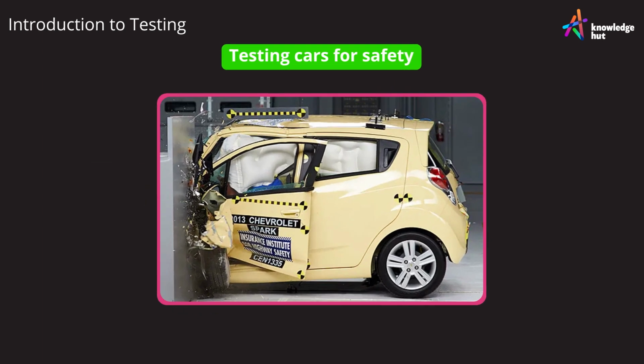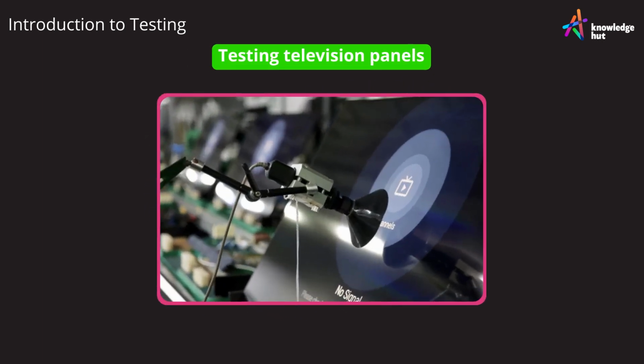For instance, cars are tested for safety as well as for performance, fuel efficiency, and pollution norms, among other things. Television panels are tested by rendering patterns and then capturing the output using special cameras and sensors to assess reproduction accuracy and consistency.